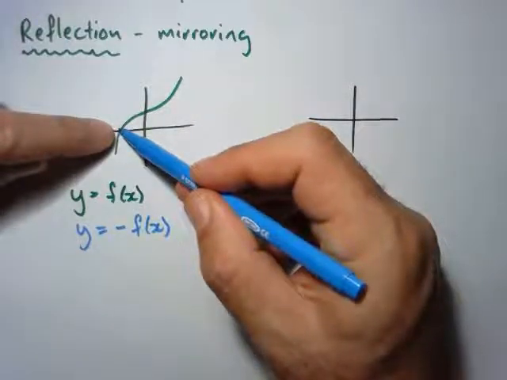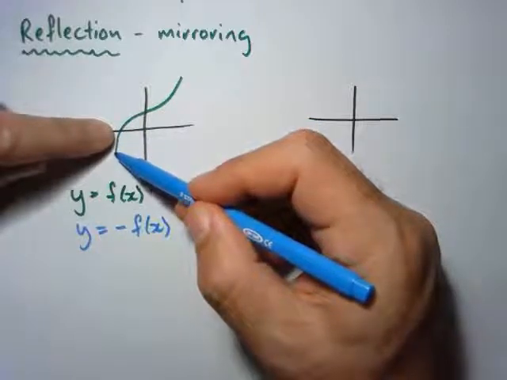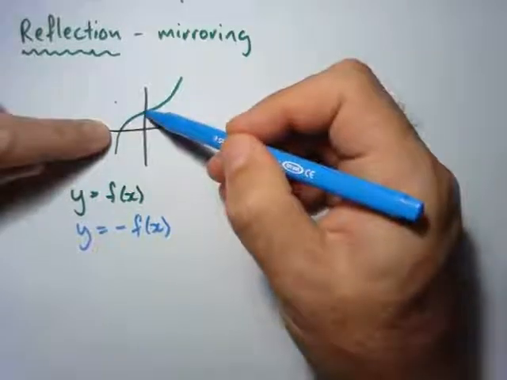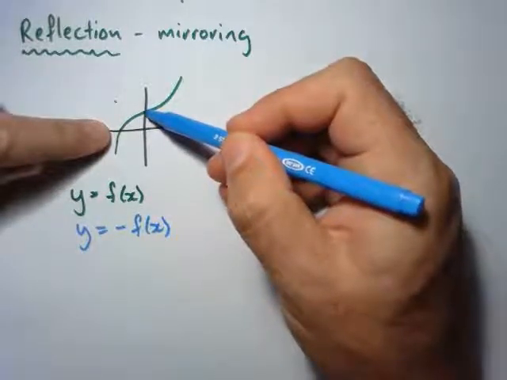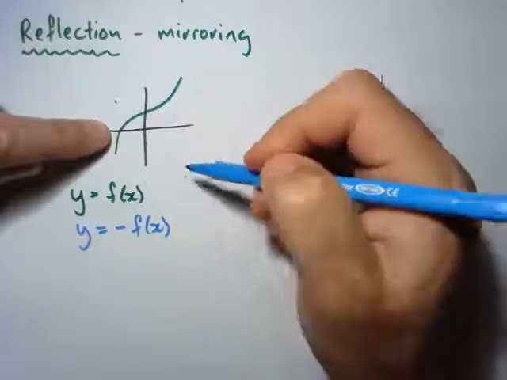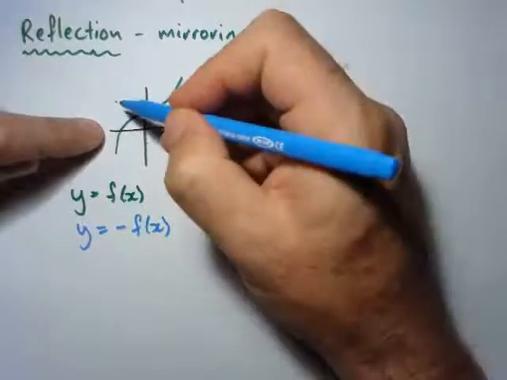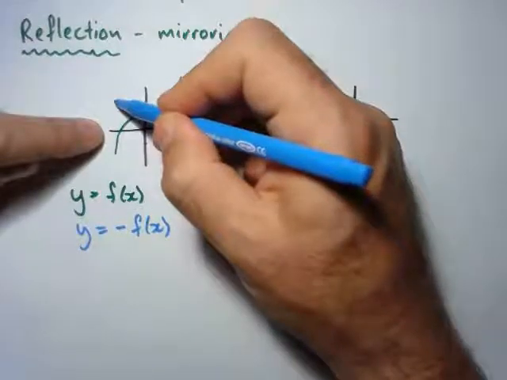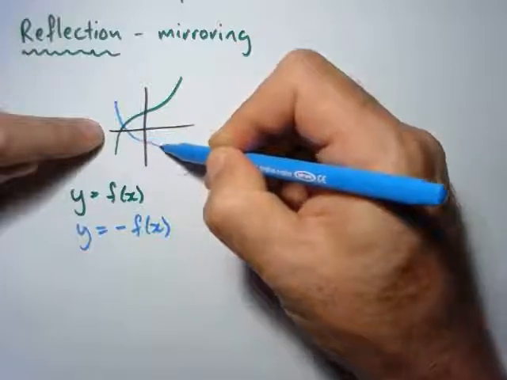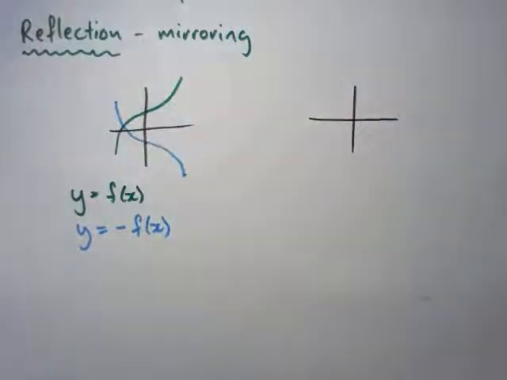But for every other y value it changes. So if this was negative 3, it will become positive 3. If this was 2, this will become negative 2. If this was 5, it will become negative 5. So it will just be mirroring exactly what we had there, and this is how my graph will look if it is reflected.